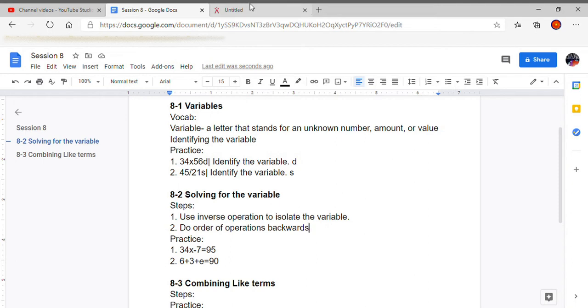So I will be doing one practice problem. Pretend we have 3x equals 24. This one, you don't really have to use order of operations. There's only one operation. When you have a variable next to a number, that equals multiplication. So the opposite of multiplication is division.